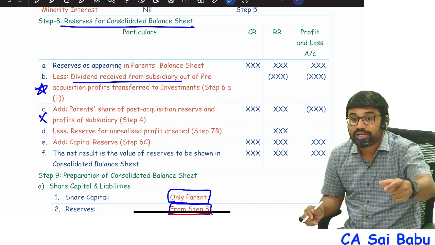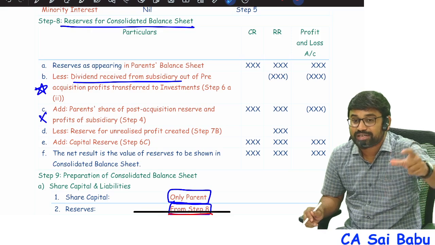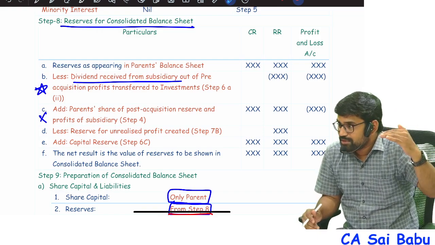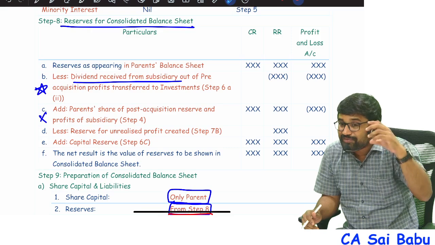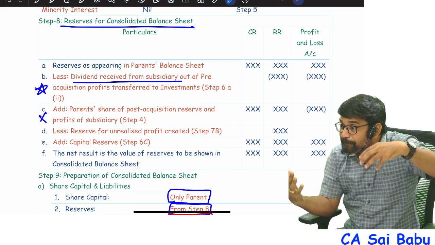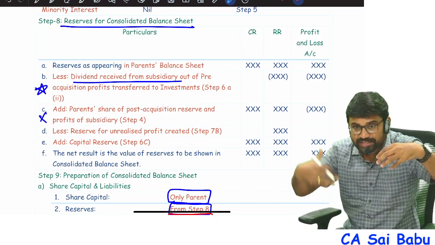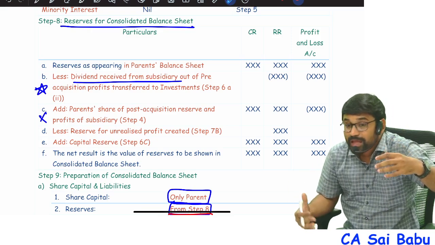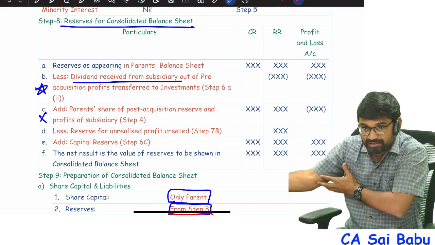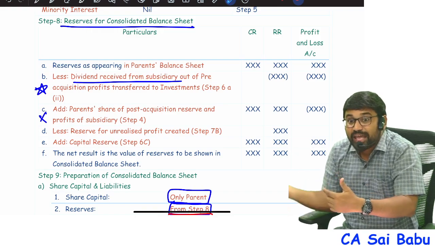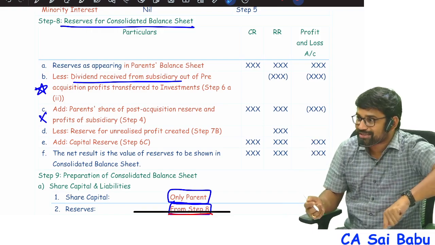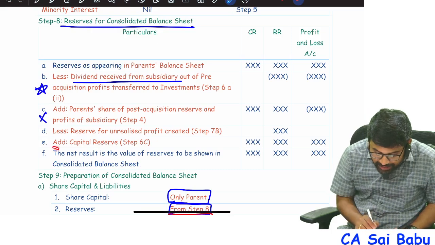Tell me, this is important. What adjustments will come in consolidated reserves? First, always you start with what? Parent company reserves. Now to this parent company reserves, three adjustments. First adjustment, parent company share in the post acquisition profits of subsidiary. Second, any unrealized profit in respect of transactions between parent and subsidiary, eliminate. Next, any dividend received from subsidiary from pre-acquisition profits wrongly credited to P&L, now deduct. These three. Apart from that, capital reserve will also come.